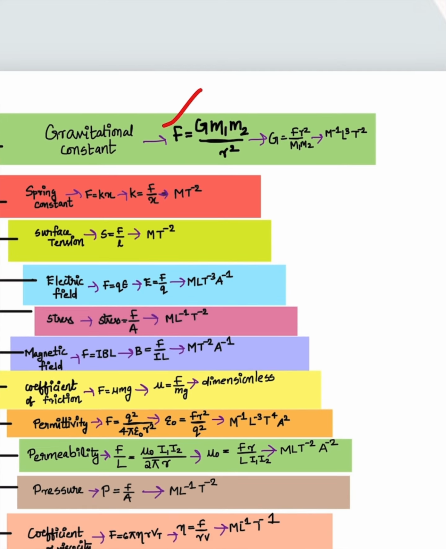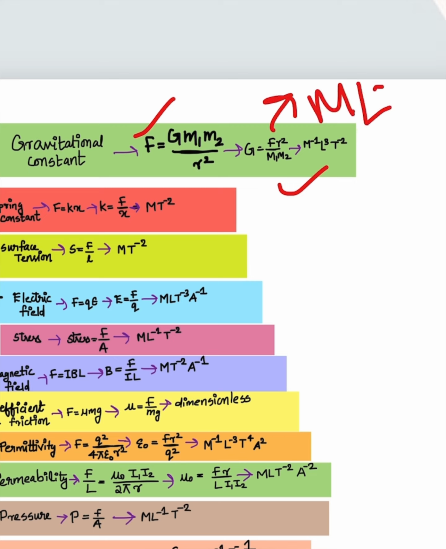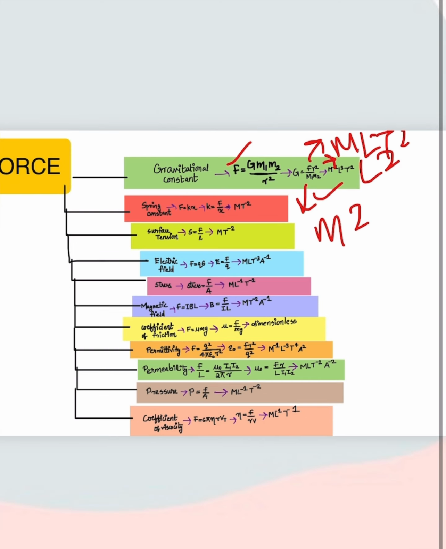Gravitational constant: F is equal to G m1 m2 divided by r square. G is equal to F r square divided by m1 m2, that is F for F is MLT raised to minus 2, right? R square is equal to L square and m1 m2 is equal to M square. From that we can derive that equation.